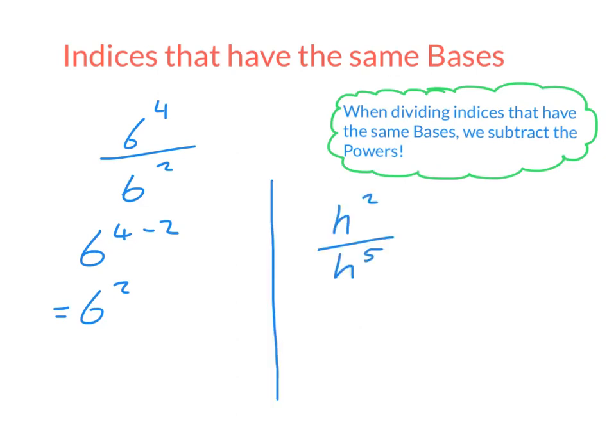This next example is again written as a fraction, and we're using letters instead of numbers, but the same rule applies. So it's h squared divided by h to the power of 5, which will give us h to the 2 minus 5, or h to the minus 3. Remember to subtract the 5 from the 2 and not the other way around.